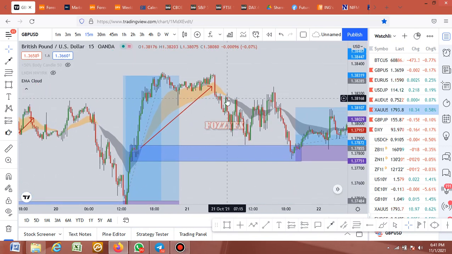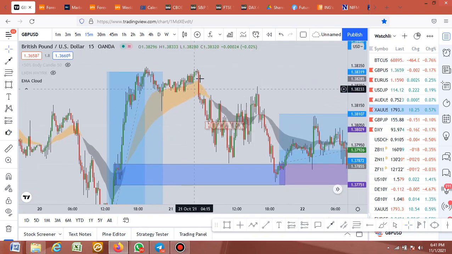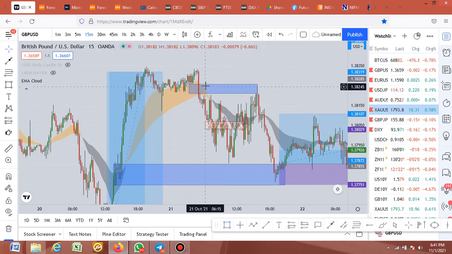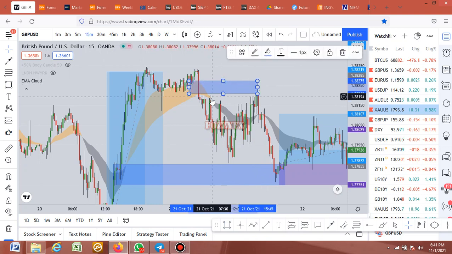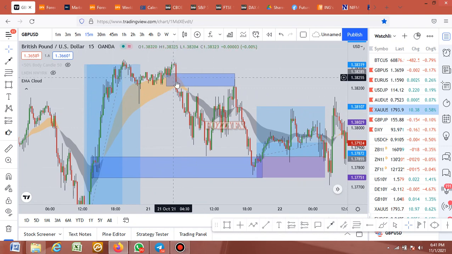Here we had the moving average cross. We had this imbalance here. If you look very well, you can see that there's an imbalance here as well. And price traded into this imbalance, filled it up. You can see that price traded into the imbalance just around where we had the moving average cross. We had the imbalance just before the cross, and boom.